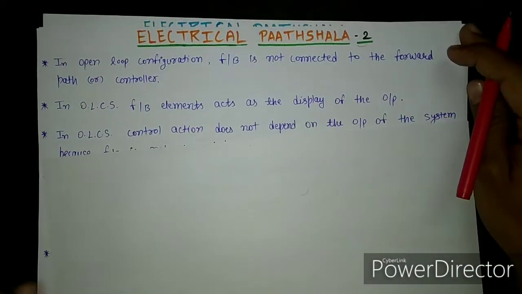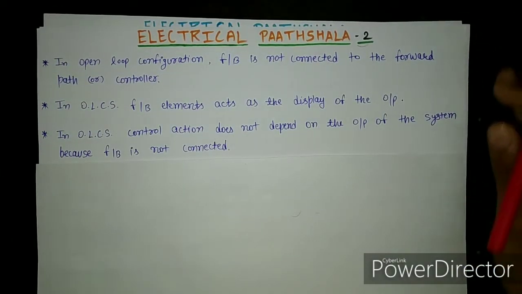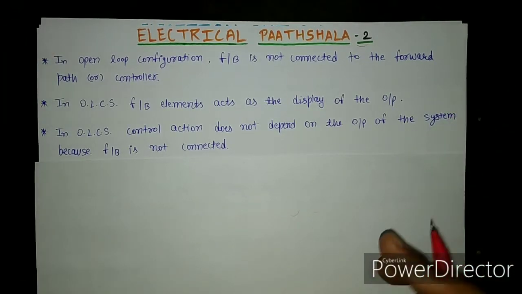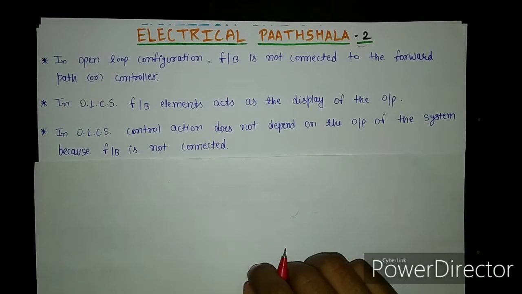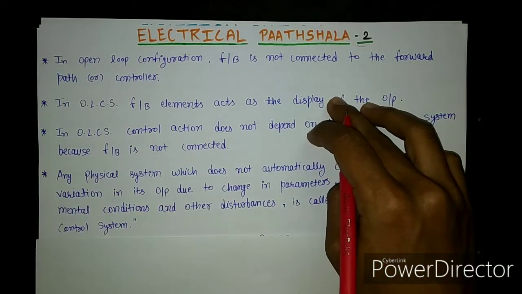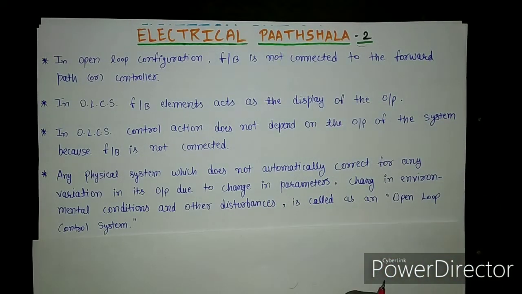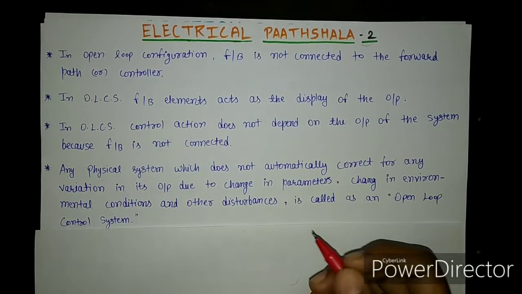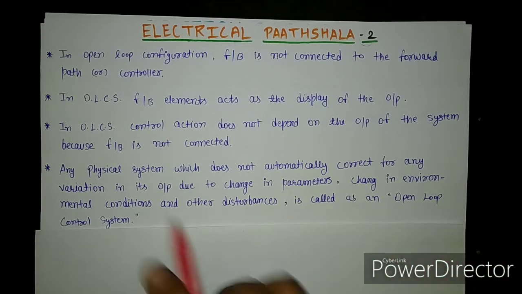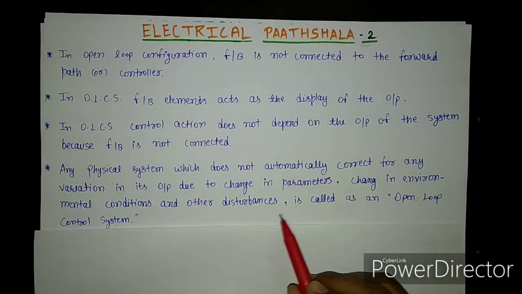So our next point is that in open loop control system, control action does not depend on the output of the system because feedback is not connected to the forward path. The next point is that any physical system which does not automatically correct for any variation in its output due to change in parameters, change in environmental conditions and other disturbances is called an open loop control system.